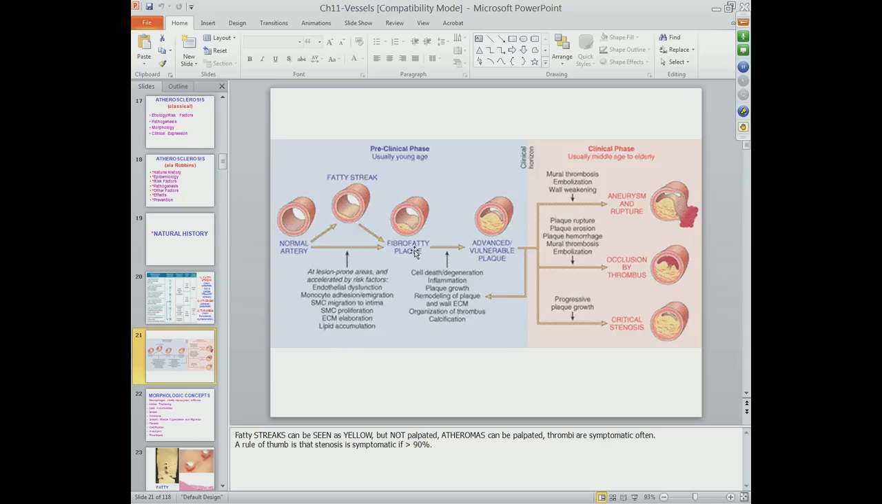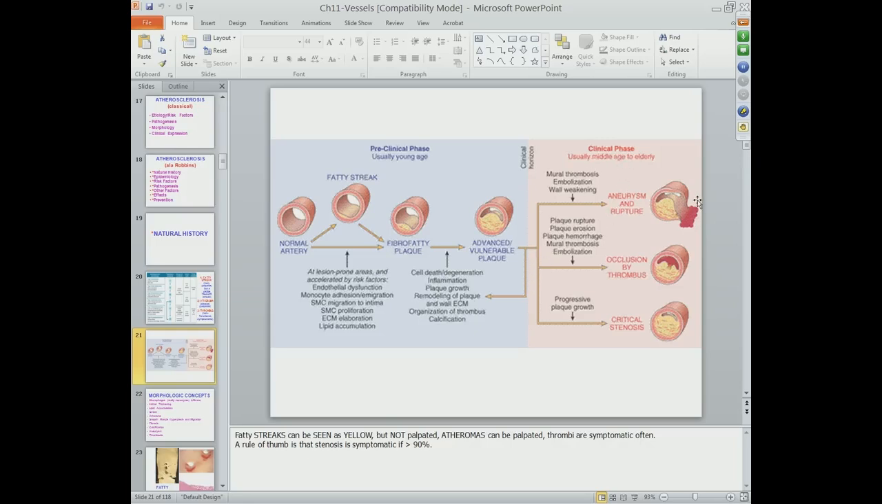Now, in the transition from fibrofatty plaque to advanced vulnerable plaque, and vulnerable means at risk for thrombosis, you have things happening like further growth of the plaque, perhaps a lot of cell death and degeneration and secondary inflammation, and also a concept that we'll deal with which is called recanalization. Even though this lumen may be occluded or largely occluded, there can still be a recanalization, or the formation of endothelial cells through the plaque to continue the growth. So here are the clinical phases.